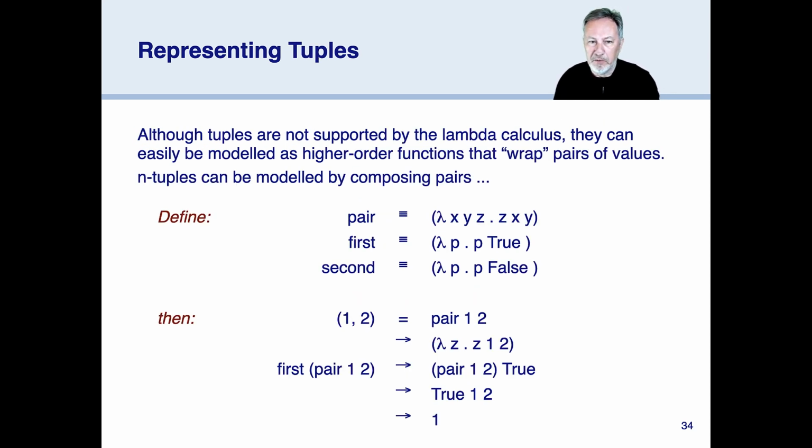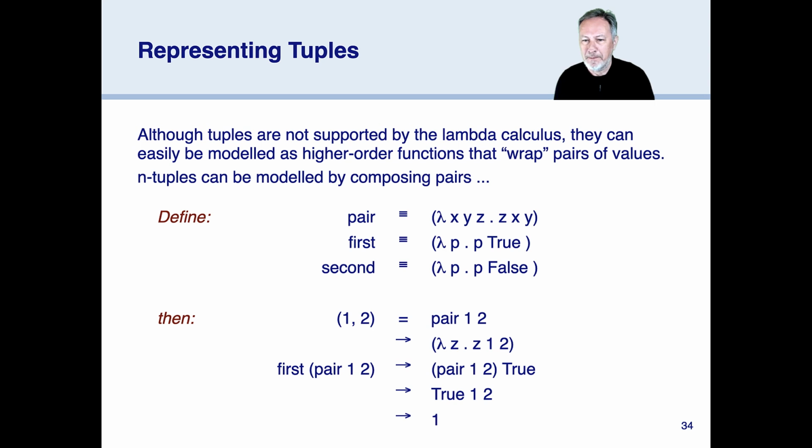Now let's start modeling some data structures, starting with tuples. So we saw the lambda calculus doesn't have tuples, but we can model them using functions. Now get your head wrapped around this. Pair is going to be lambda xyz dot zxy.